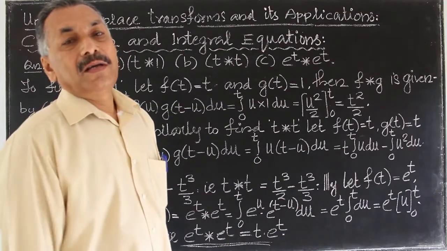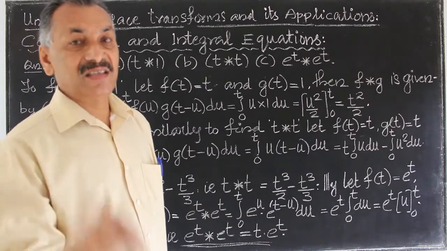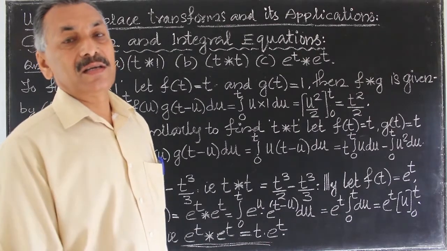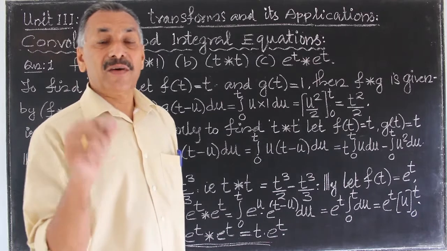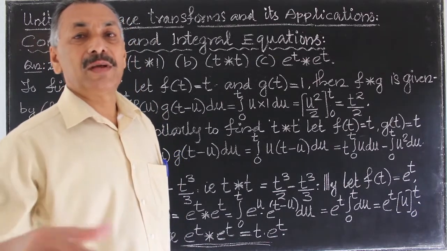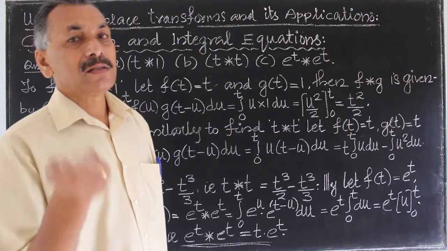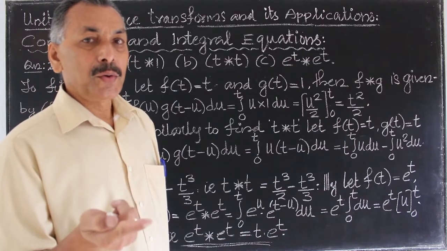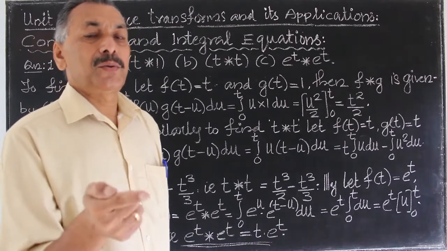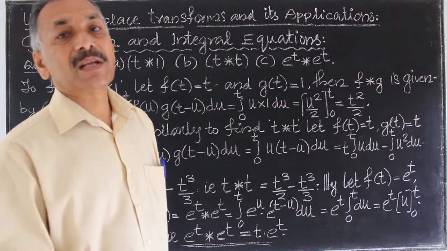We have already seen the convolution of two functions f and g, that is f star g. f star g of t is equal to integral 0 to t f of u into g of t minus u du. That is, the integration is with respect to u.